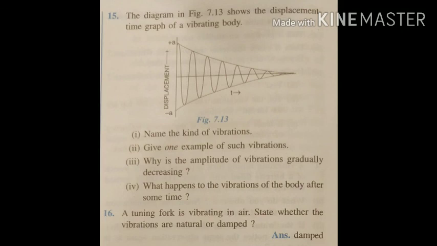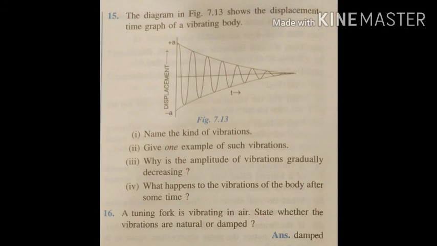The amplitude of vibrations gradually decreases due to the frictional or resistive force which the surrounding medium exerts on the vibrating body. As a result, the vibrating body continuously loses its energy in doing work against the frictional force. Here what happened is the body is applying all its force to overcome the resistive force. Now in the last question, they are asking what happens to the vibrations of the body after some time. After some time, the vibrating body loses all its energy and stops vibrating. As you can see in the diagram, it stops after some time.